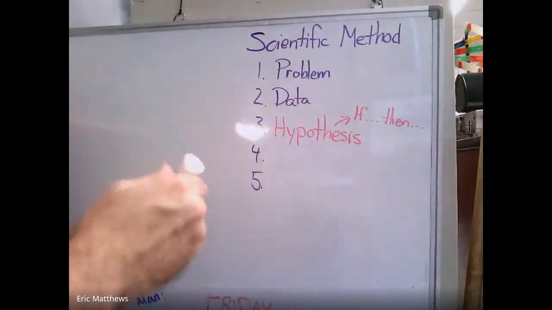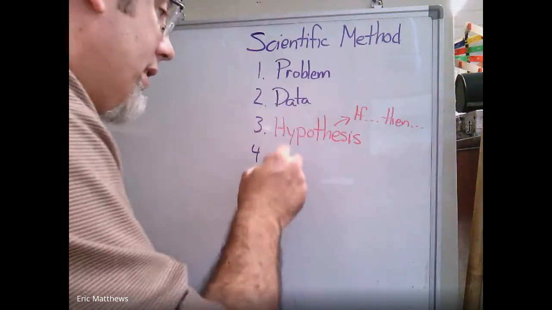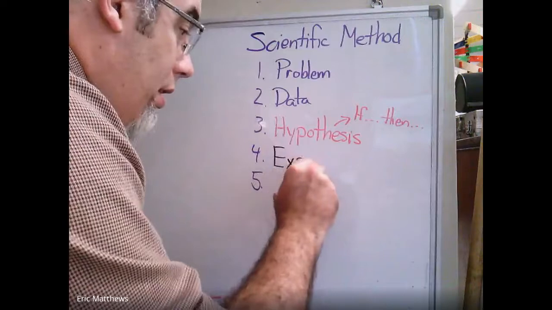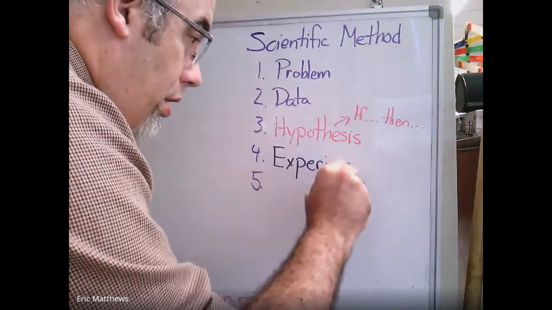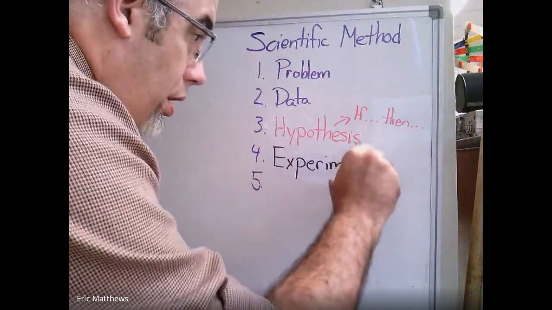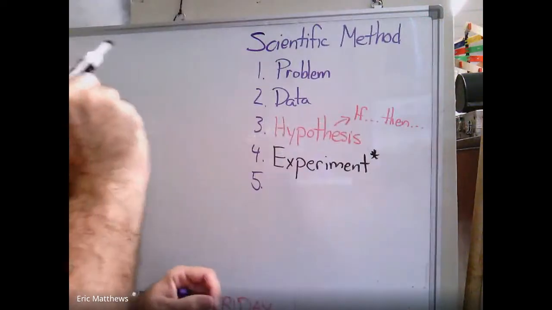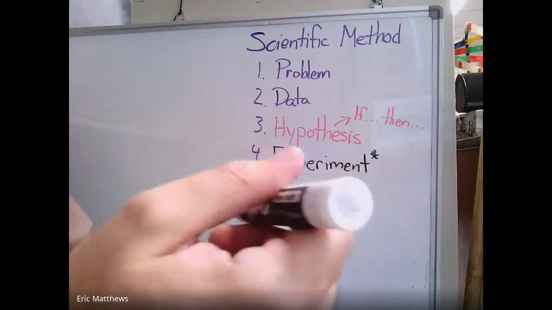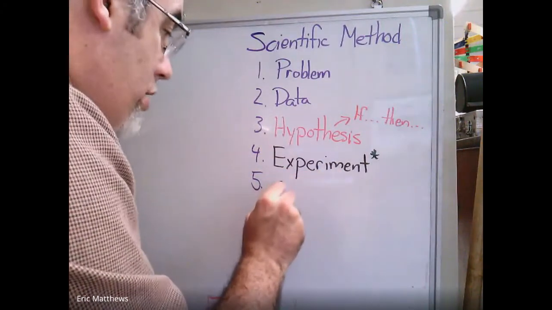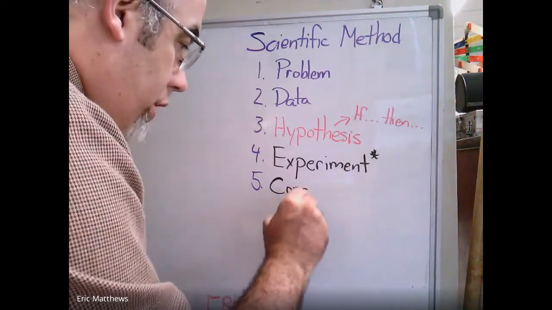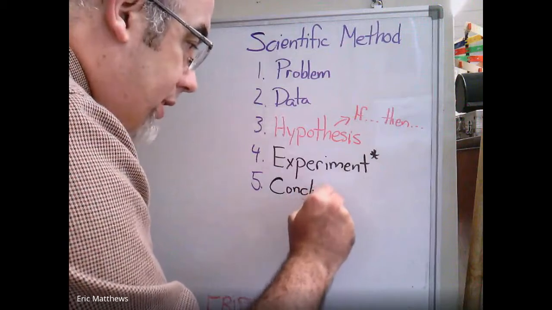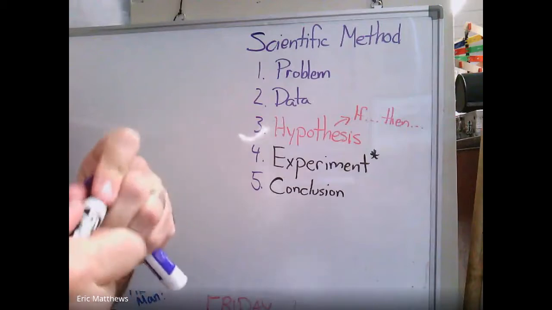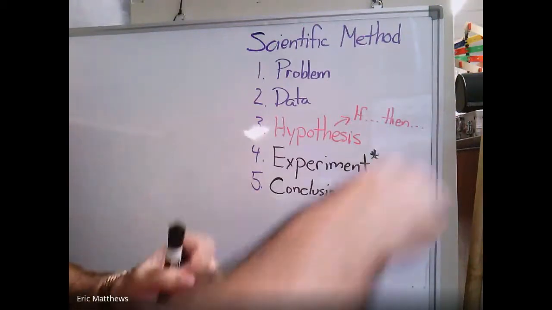All right. Now, once you have your hypothesis, then you do your experiment. We're going to come back to that in just a moment. And finally, once the experiment is done, you take a look at the data that you have, and from there you can make your conclusion where you will either accept or refuse the hypothesis that you came up with.